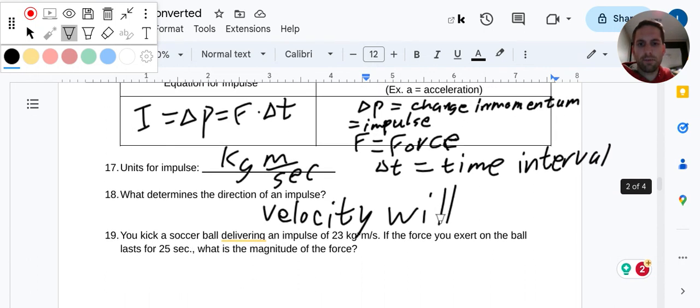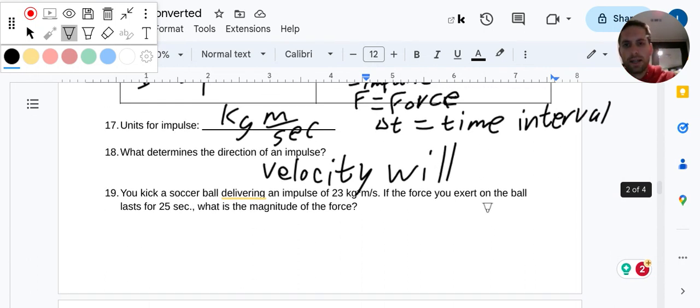Alright, quick problem. I get an impulse of this, that's I, and I have a force that I exert. They want to know the magnitude of the force if I have this time interval. The magnitude is always just the value. So magnitude, value, magnitude, value. Just nail that in your head. I have the force, though, that I need to find. So force, question mark, that's what I want.